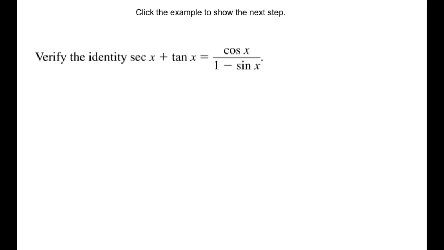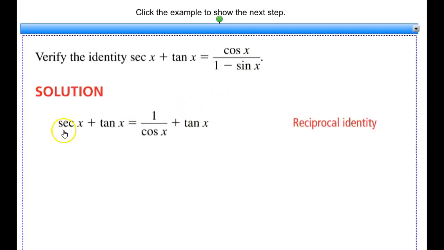So here's another one that we're going to verify. So first thing I notice when I'm verifying this one is that I have secant, and then I have tangent, and then I have cosine, and I have sine. So I want to try and get things to be very similar on both sides. So I want to look at the left side first. So I'm going to go ahead and use my reciprocal identity, which turns the secant into 1 over cosine. Then I'm going to use the tangent identity, which is sine x over cosine x.